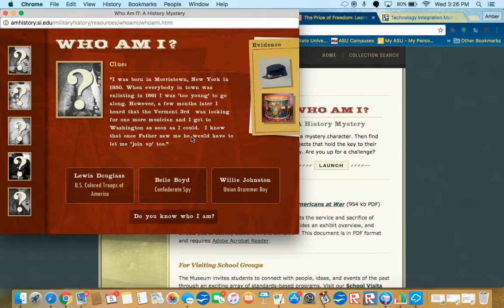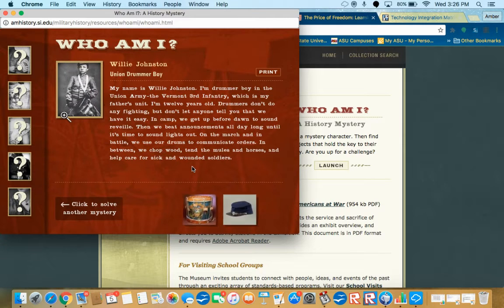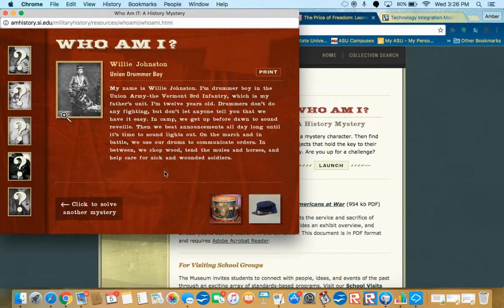It gives us a little bit more information. It says, I was too young to go along. A few months later, I heard that the Vermont 3rd was looking for one more musician. I got to Washington as soon as I could. So who am I? And I'm going to say he's a drummer boy. You are correct. So then this gives us a whole bunch of information that we can now print out.